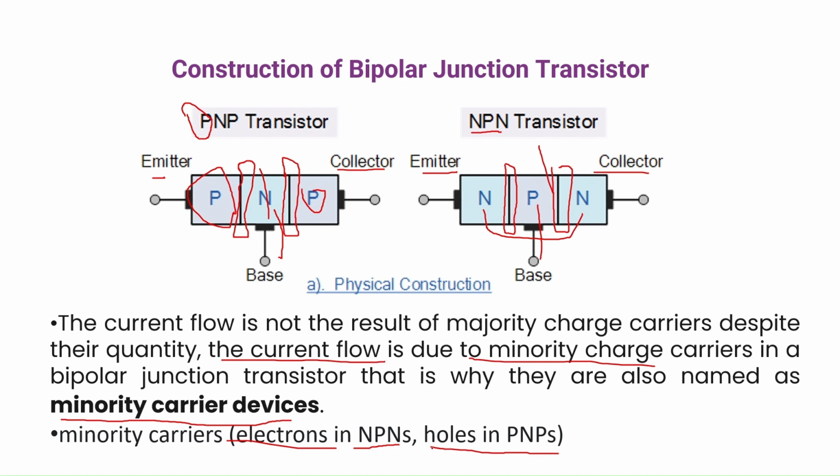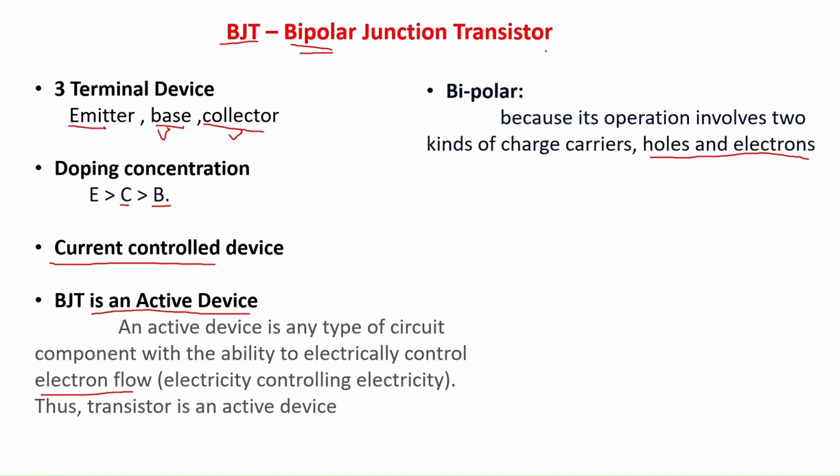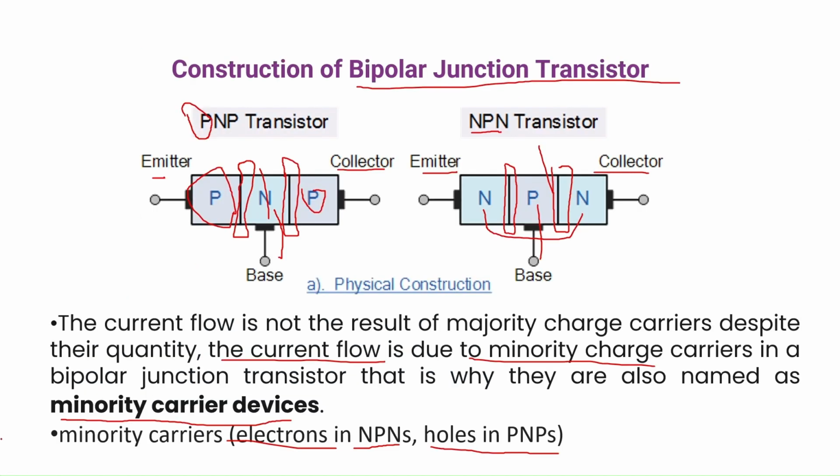This bipolar junction transistor BJT could also be called a current control device. It is a current control device as well as a minority carrier device.